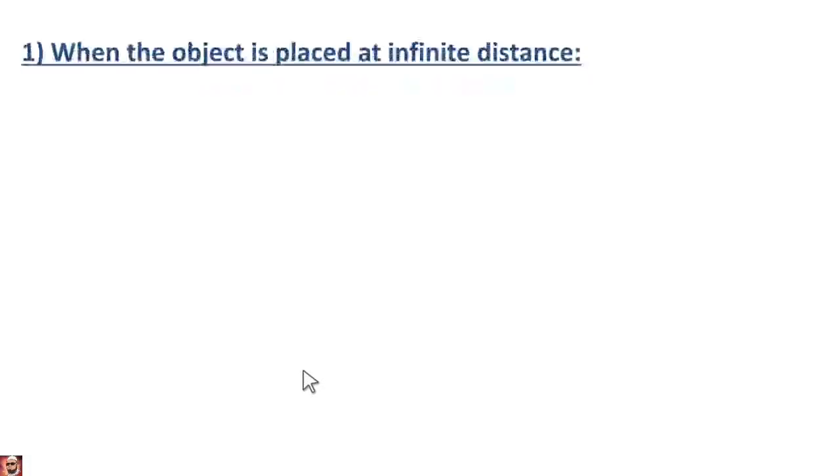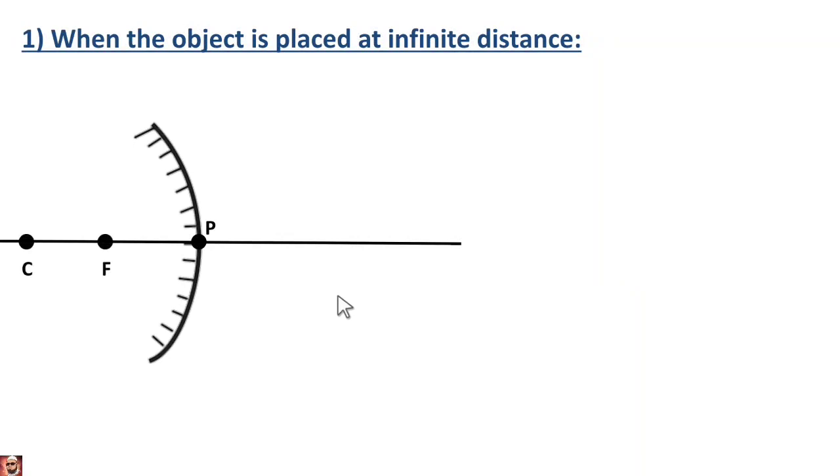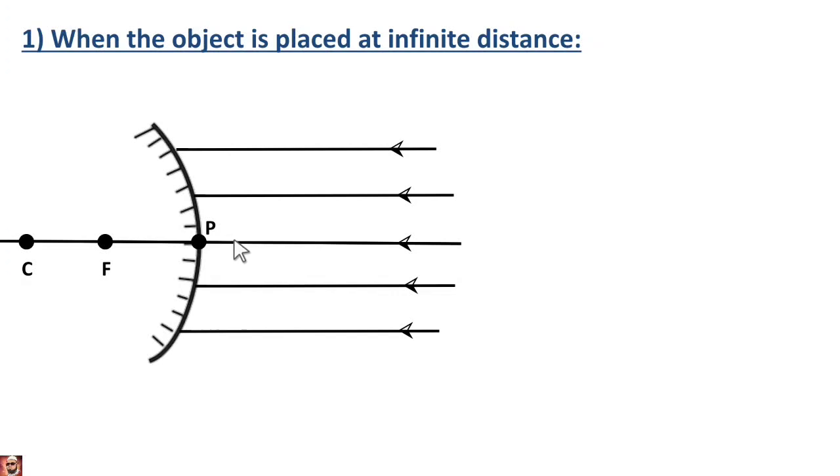When the object is placed at infinite distance, the rays coming from that object are parallel to the principal axis. Here in this case, all the reflected rays diverge from each other. Why? Because it is a diverging mirror. This convex mirror is also known as a diverging mirror. Here we are following the first rule: when the incident ray is parallel to the principal axis, the reflected ray appears to pass through the focus.